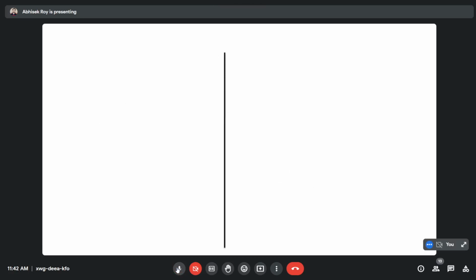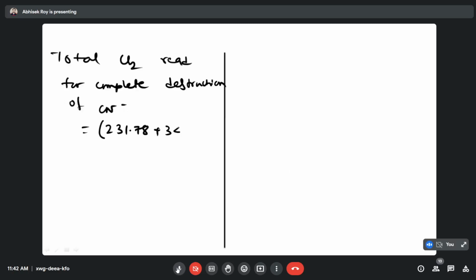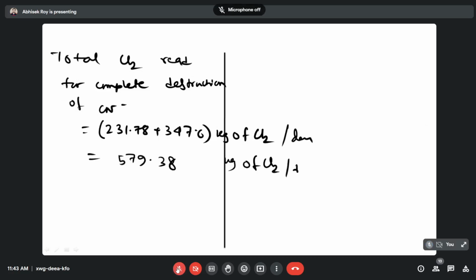231.78। আর সেকেন্ড স্টেপে কত এলো? 347.6। তো এই দুটোকে অ্যাড করতে হবে, তাহলে এতটা হচ্ছে টোটাল ডিস্ট্রাকশনের জন্য দরকার। ফার্স্ট স্টেপে 231, সেকেন্ড স্টেপে 347, তাহলে টোটাল করো কতটা আসছে? এত কেজি অফ Cl2 পার ডে, 579.38। This much kg of Cl2 is required per day.